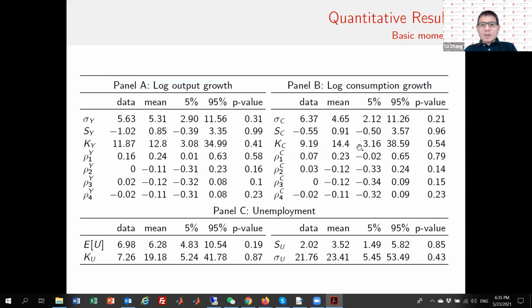The model generates the fat tail feature of consumption growth as well as output growth. Although the skewness is significantly mismatched, in the sense that the output growth and consumption growth in the data are slightly negatively skewed, but in the model are slightly positively skewed, and the p-values are significant. But for the higher moments of the unemployment rate, including skewness and kurtosis, we are doing a slightly better job. The kurtosis in the model is a bit higher than that in the data, but the p-values are insignificant.